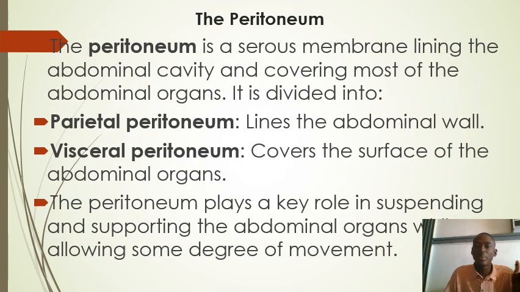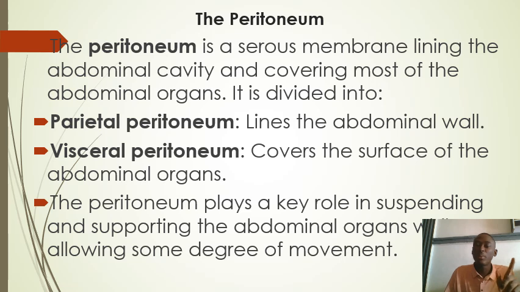The peritoneum now is a serous membrane. It lines the abdominal cavity and covers most of the abdominal organs. It is divided into the parietal peritoneum and the visceral peritoneum. The parietal peritoneum lines the abdominal wall, while the visceral peritoneum covers the surface of the abdominal organs.